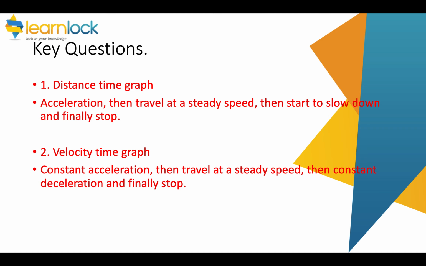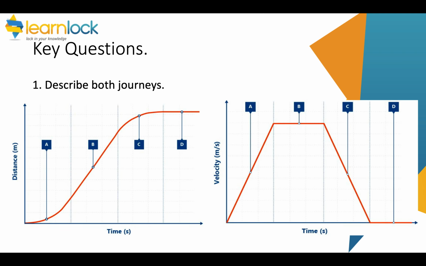So in the first graph, you can see the object accelerates, then travels at a steady speed, then starts to slow down, and then finally stops.